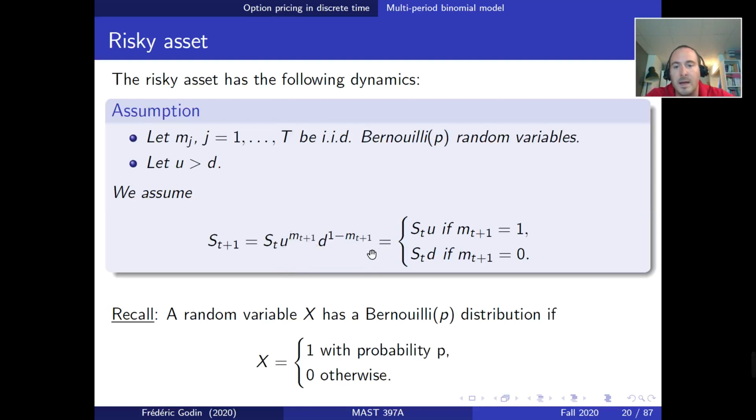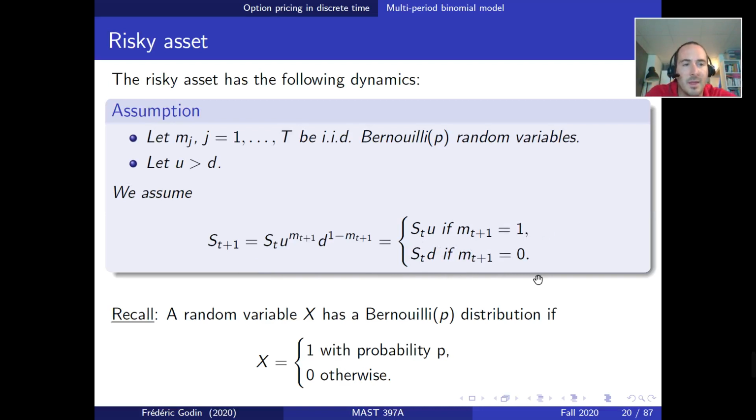Okay, so this looks complicated, but recall that M_{t+1} has either 1 or 0 as possible values. So if M_{t+1} is equal to 1, this factor becomes u, and this one, 1 minus 1 becomes 0, d to the power 0 becomes 1. So this is simply S_t u. Conversely, if M_{t+1} is equal to 0, this factor becomes 1 and this one becomes d, so that whole thing becomes S_t d. So this means that the risky asset price at time t plus 1 is either S_t u if M_{t+1} is equal to 1, or S_t d if M_{t+1} is equal to 0.